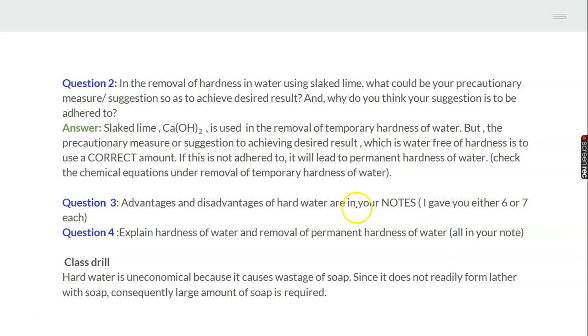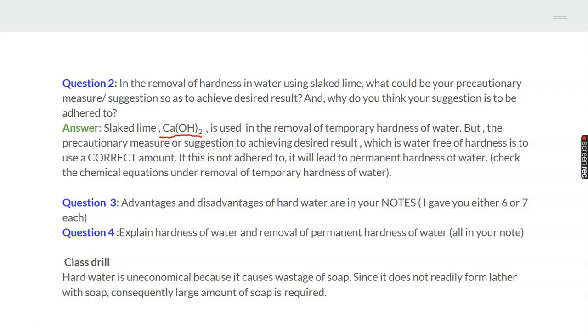Okay, question 2. In the removal of hardness in water using slaked lime, what could be your precautionary measures or suggestions so as to achieve the desired result? And what's the desired result? The desired result should be water free of hardness, right? The first thing in my answer is that slaked lime, as we all know, is calcium hydroxide, which is Ca(OH)2, which I wrote here, and it is used to remove temporary hardness of water.